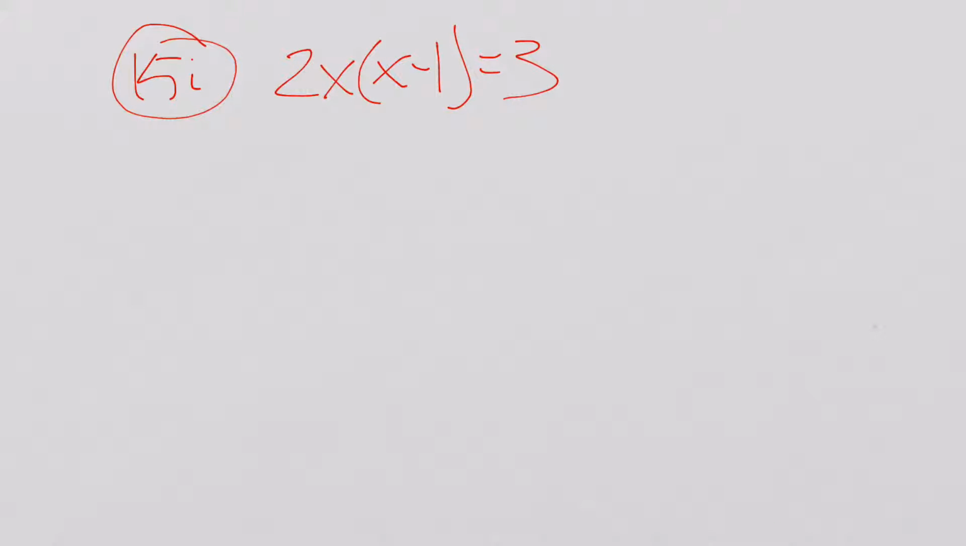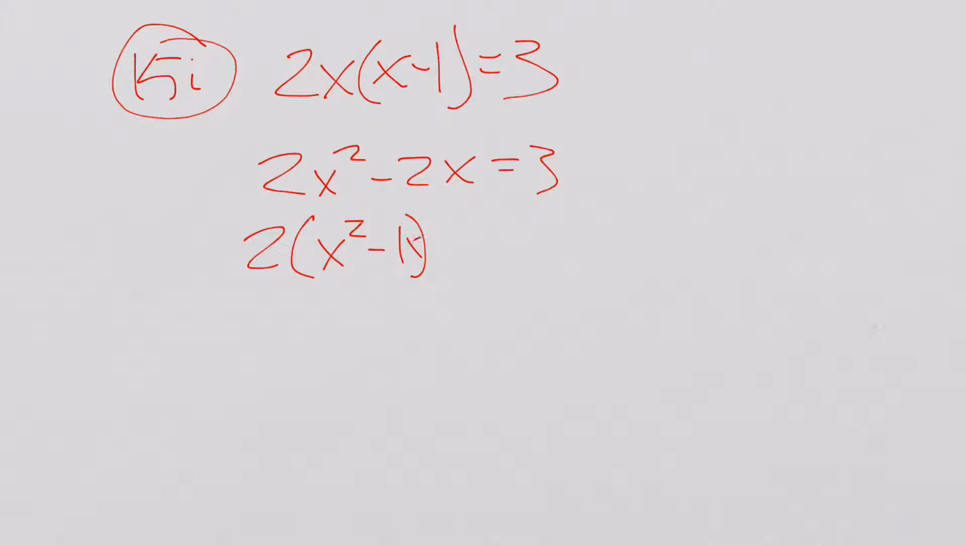Okie dokie. Again, we have to distribute if we want to be able to start this. So 2x squared minus 2x equals 3. I can move the 3 over, or I can leave it where it is. It doesn't matter for how we do our square completing. Factor out the leading coefficient. So 2 times x squared minus 1x, equals 3.